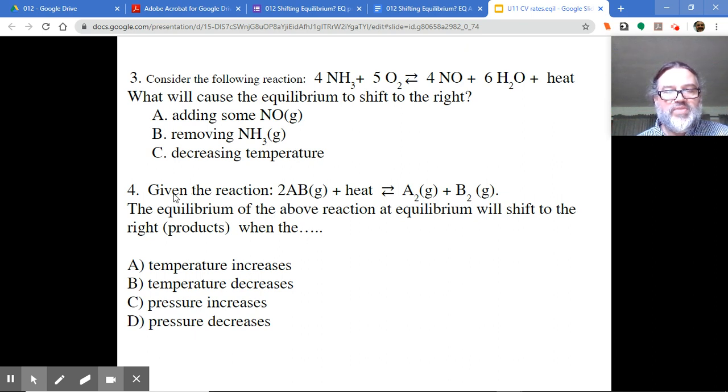Look at this reaction right here. Take a second to read this. Notice it's endothermic.